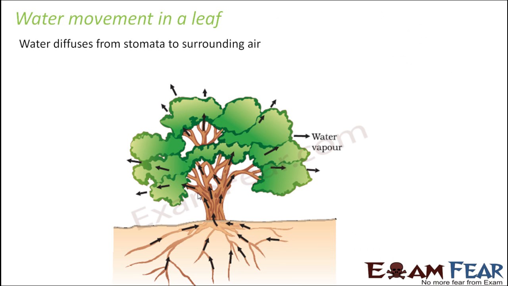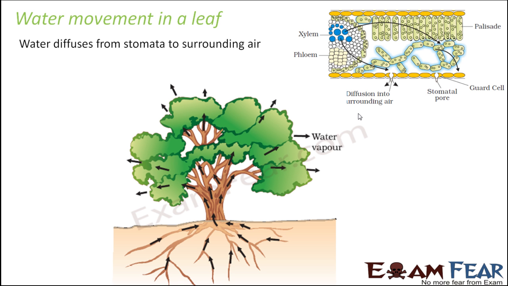Now similarly, this water movement will take place not only in roots and stems but also in leaves. So in leaves also water diffuses from stomata to the surrounding air. What happens during transpiration also happens due to the concept of diffusion, because when the leaves receive enough water, then the concentration of water in the leaf is more. Therefore, water will tend to move from the leaf to the surroundings, and that's how the leaf will also lose water.